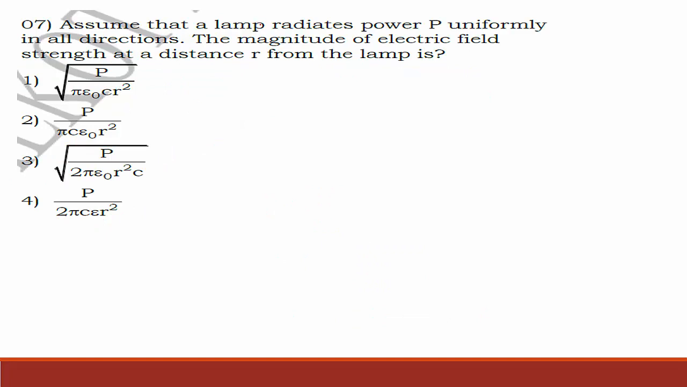Assume that a lamp radiates power P uniformly in all the directions. The magnitude of electric field strength at a distance R from the lamp is. See here, energy flux density. I am going to use the equation for energy flux density. That means E equal to 1 by 2 epsilon naught E naught square. Let us take it as equation 1.